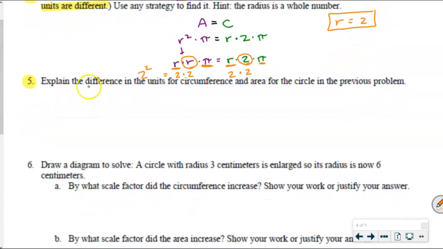What does that mean then? Explain the difference in units for circumference and area. What are the units when I'm finding the area? We don't know if it's feet or centimeters, but whatever it is, it's going to be units squared. What are the units when I'm finding circumference? Units, exactly. So what is the difference in these units? One is a square unit of measure, and one is a linear unit of measure. So square units, these are linear units. So even though numerically it's going to give the same number, the units of measure are going to be different.